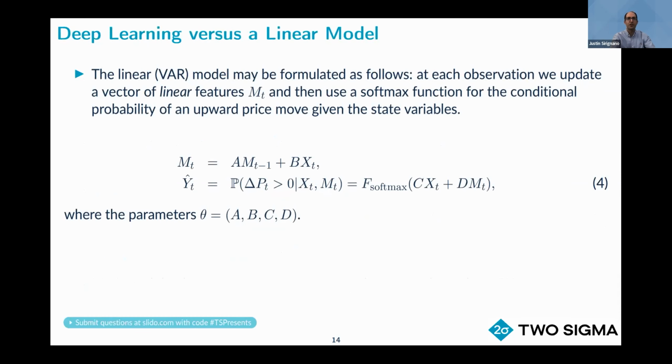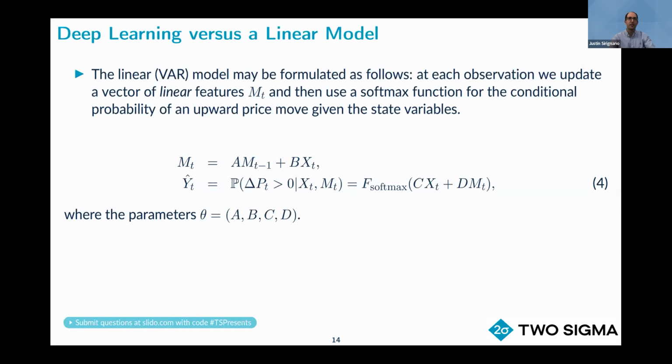A crucial question is whether a nonlinear machine learning model, such as a recurrent network, will outperform a linear statistical model. This would only be the case if the recurrent network is able to learn nonlinear relationships in the data. We will use a type of vector autoregression model as a benchmark.